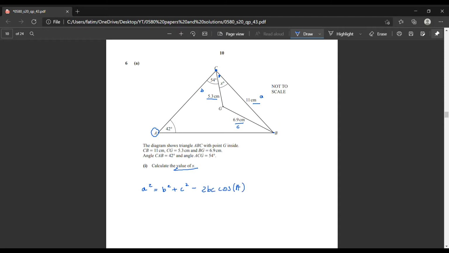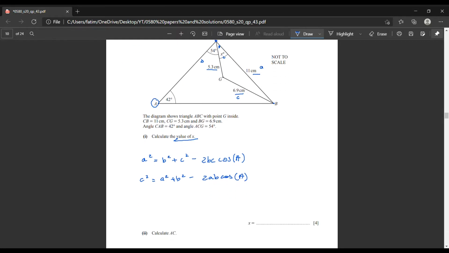A over here is the angle, and actually we have to find angle C. So I'll just switch this around just for clarity. So C square is equal to A square plus B square minus 2AB cos A. Okay, it's just the same formula. I'm just writing it according to the variables I've put.